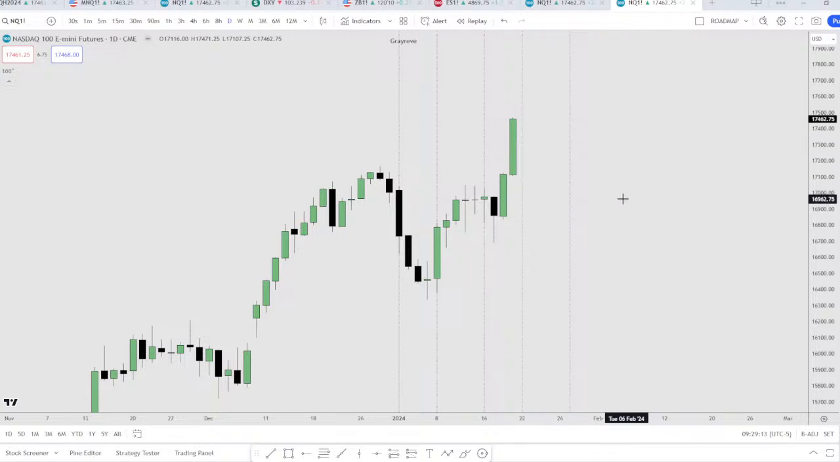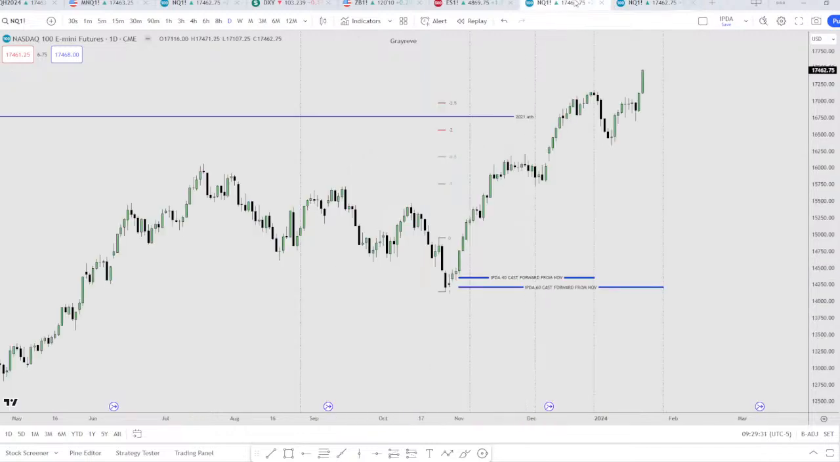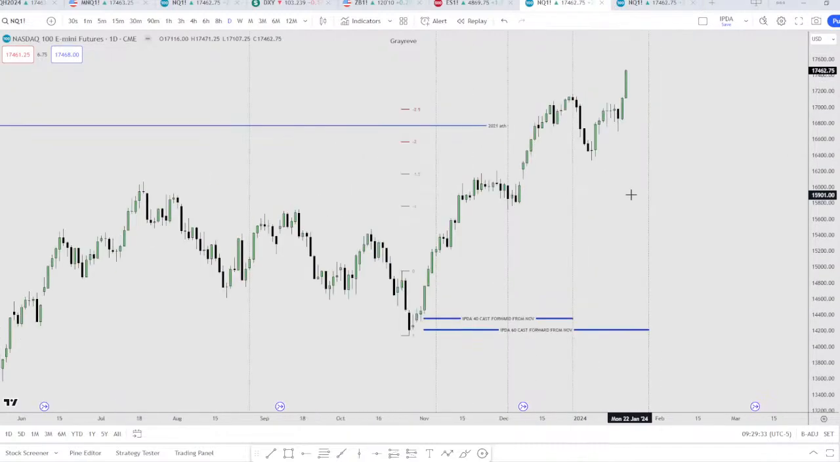So moving forward, what I'm expecting for next week is continuation higher. Okay, we are and we will be in a buy program until further notice. So right here I have this IPDA data range.